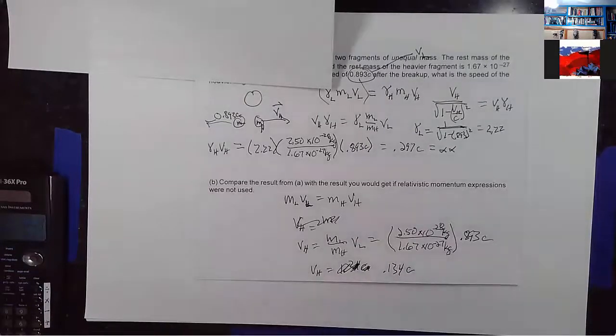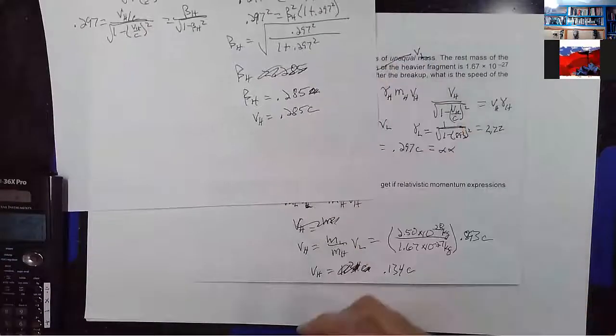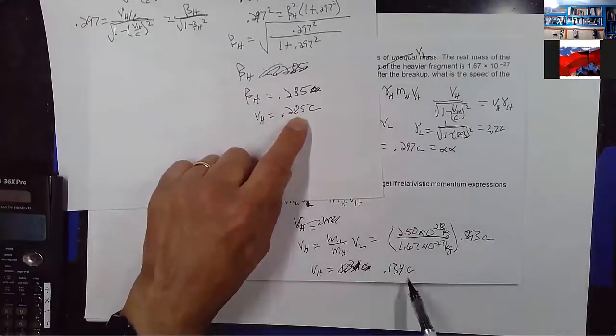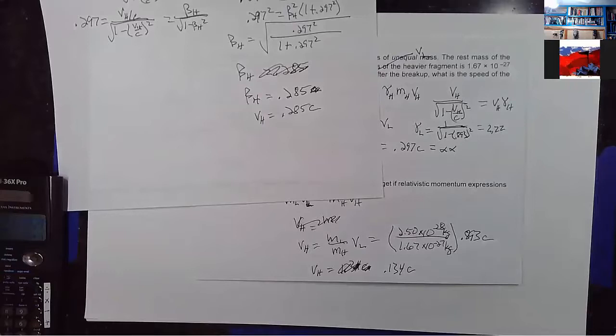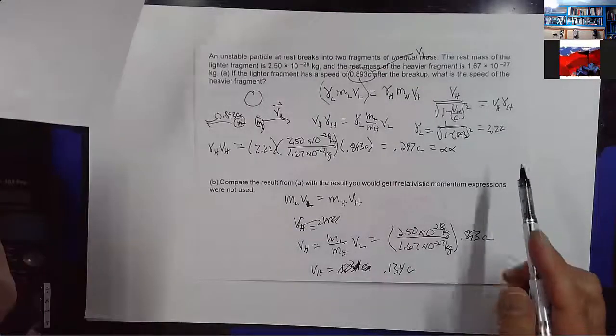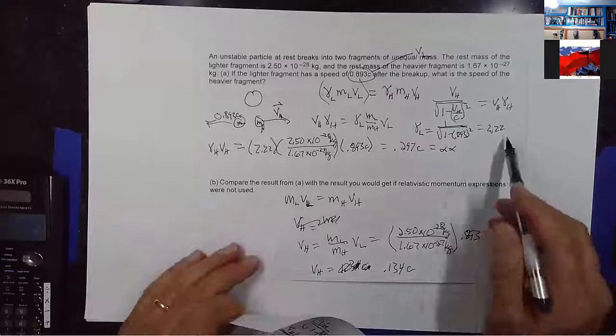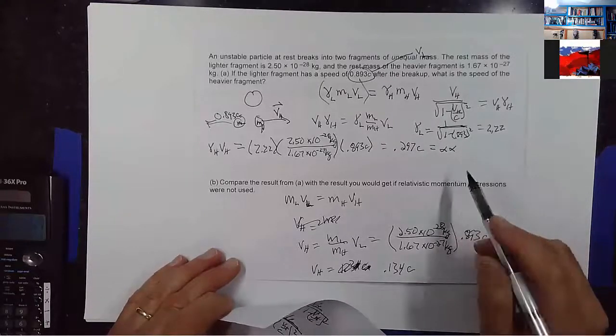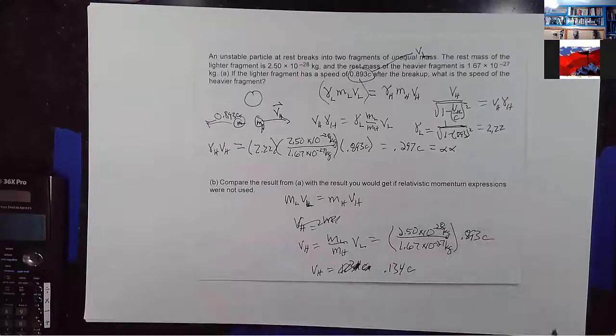So that's what we get. And we ended up with a speed more than twice as great as that using the relativistic stuff. And the main reason for that is that factor of gamma, 2.22 on there. The lighter fragment has much more momentum than you would calculate classically. So that's what happened on there.